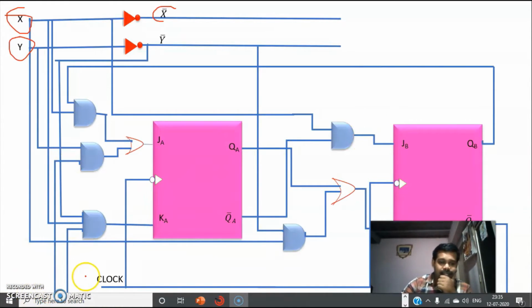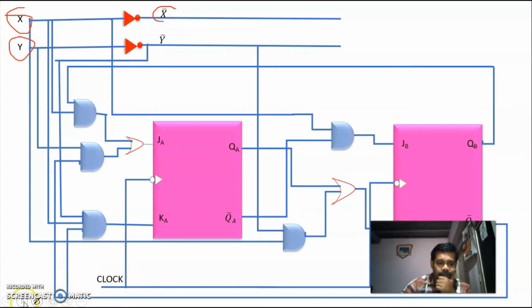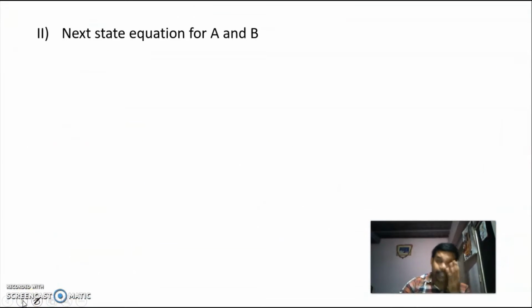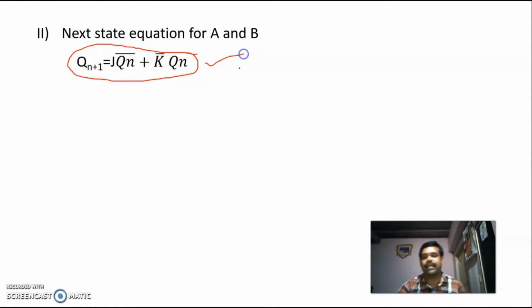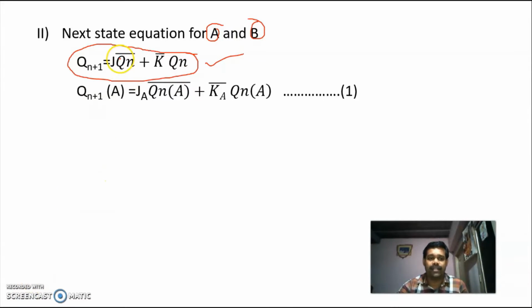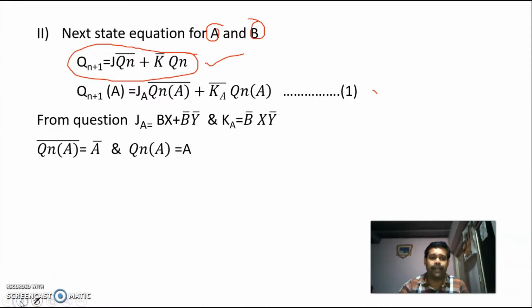Next, we have to find the next state equation. This is the characteristic equation or next state equation of the JK flip-flop: Q(n+1) = J Qn bar + K bar Qn. Here you have two flip-flops, one is A and another is B, so we are modifying this for A and B, one for A and another for B.